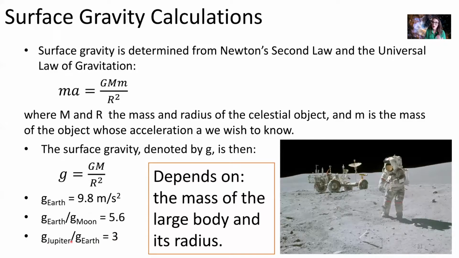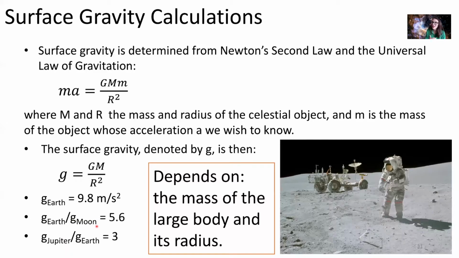And that's because, well, Jupiter is much more massive than our Earth. It also has a bigger radius, but it's incredibly much more massive. And so that's why the surface gravity on Jupiter is larger than it is on the Earth. And the surface gravity on the moon, well, the moon is a smaller mass and a much smaller radius. And so the surface gravity on the moon as compared to the Earth is going to be much, much smaller. So our Earth's surface gravity is 5.6 times that of the moon.